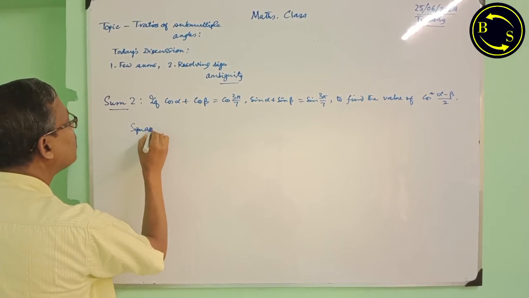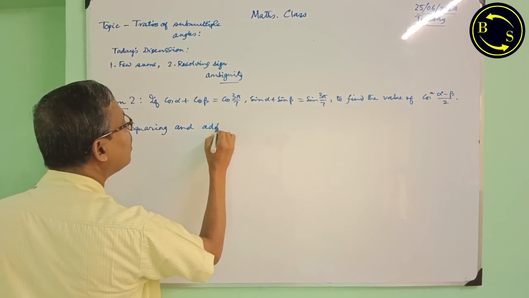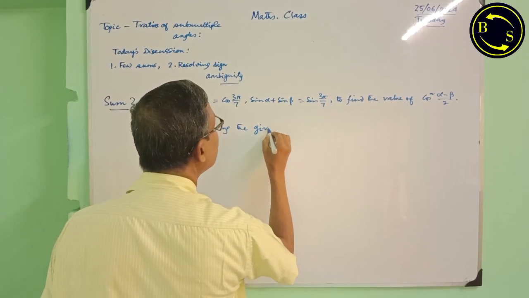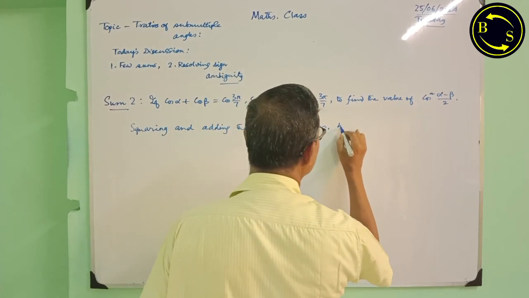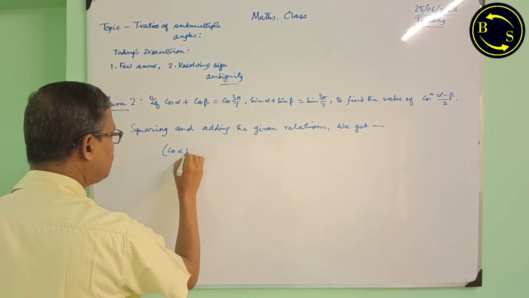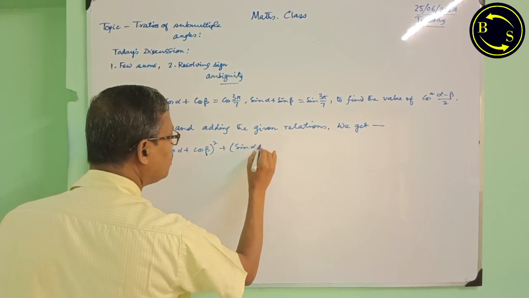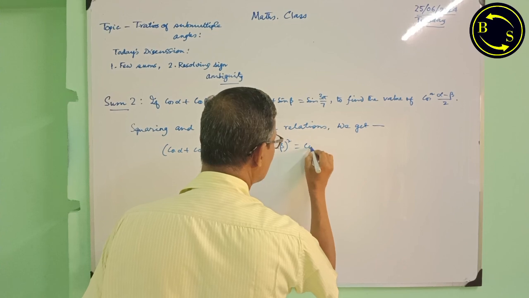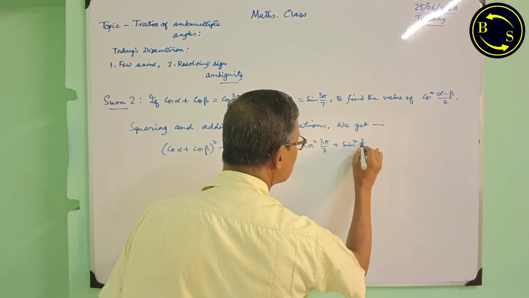Squaring and adding the given relations, we get cos alpha plus cos beta whole square plus sin alpha plus sin beta whole square is equal to cos square 3 pi by 7 plus sin square 3 pi by 7.